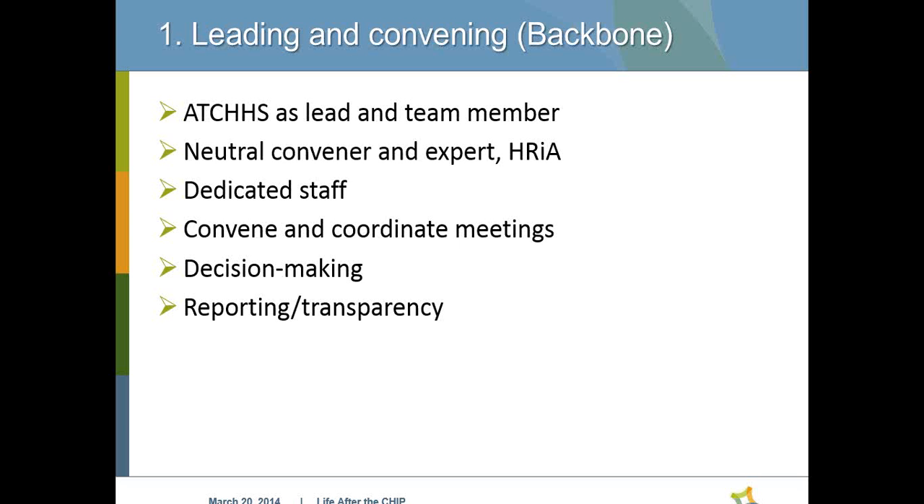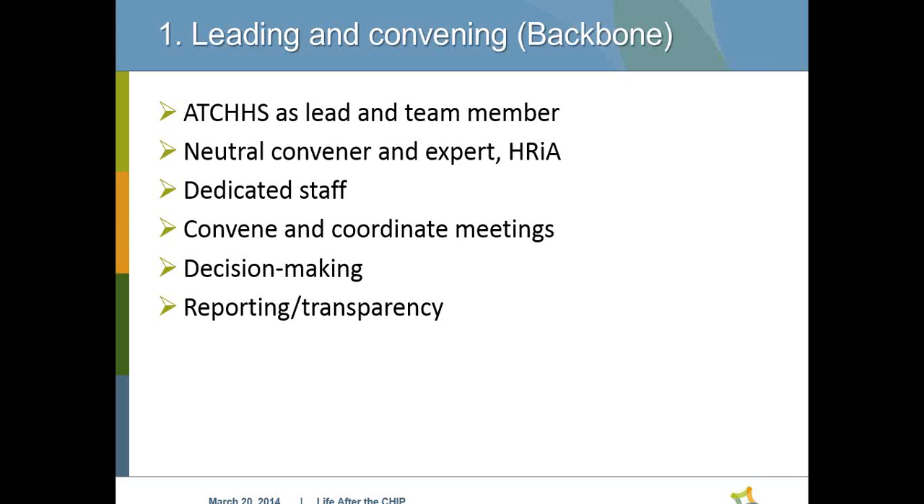And once we got HRiA on board, it was actually pretty amazing because they had so much expertise in community health improvement planning, and they were able to come on and facilitate our meetings and our process, and they were neutral. So it was really rewarding, and also we could blame HRiA for things that were happening. I'm just kidding. But certain things like that, where we were able to be a participant, it really went a long way.